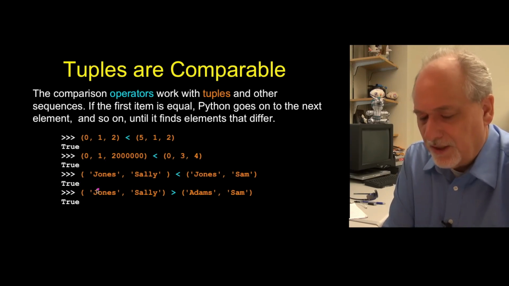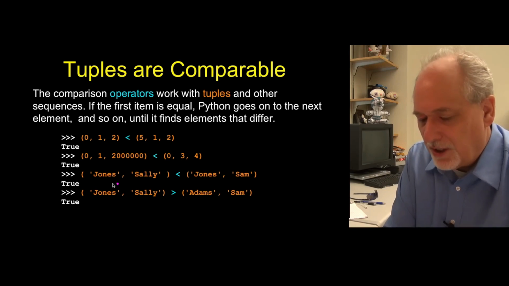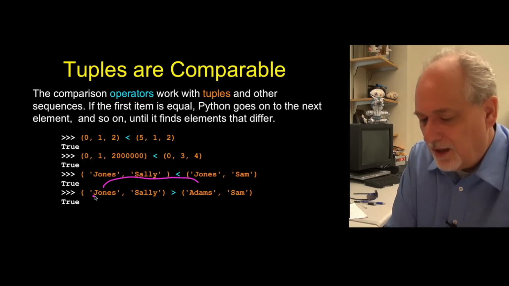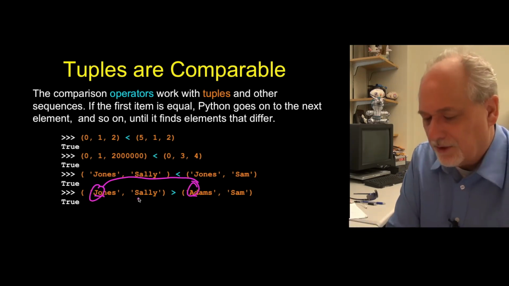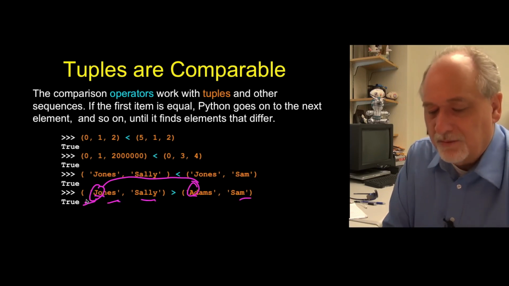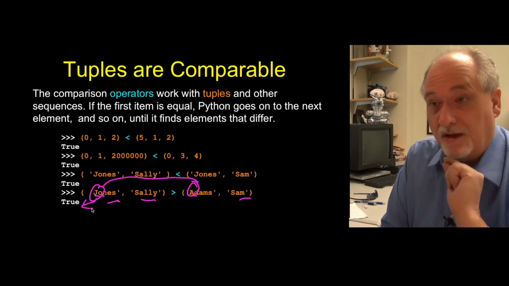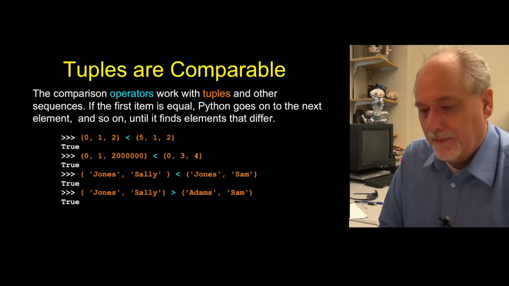And if we say is Jones, Sally greater than Adam, Sam, well, we check the first one, and we check the J and the A. Well, J is greater than A, and so we don't have to look at anything else. We don't have to look at any more of these characters. We don't have to look at the second thing in the tuple. That is enough to be true. So it only scans until it has a definitive answer. It doesn't scan any further.